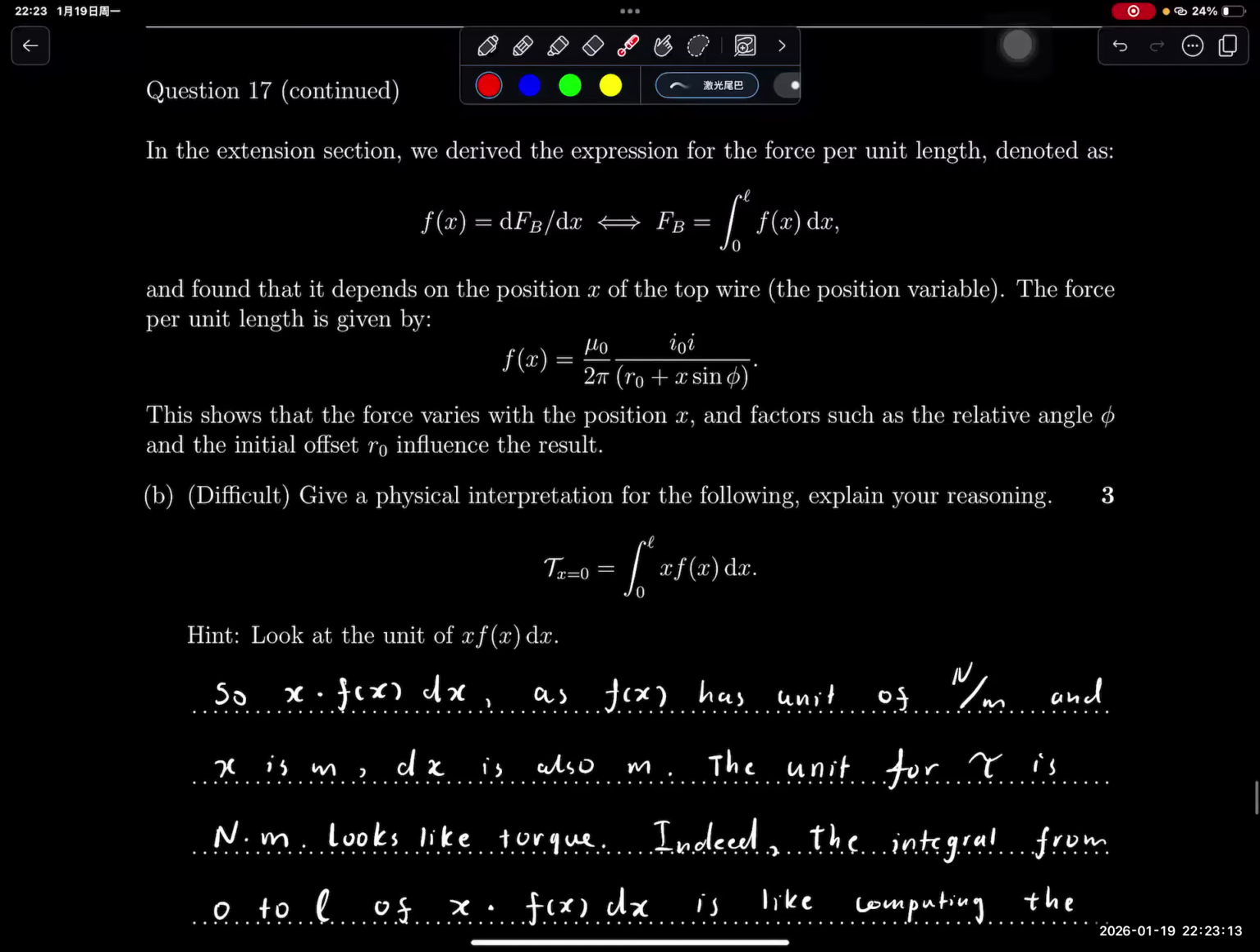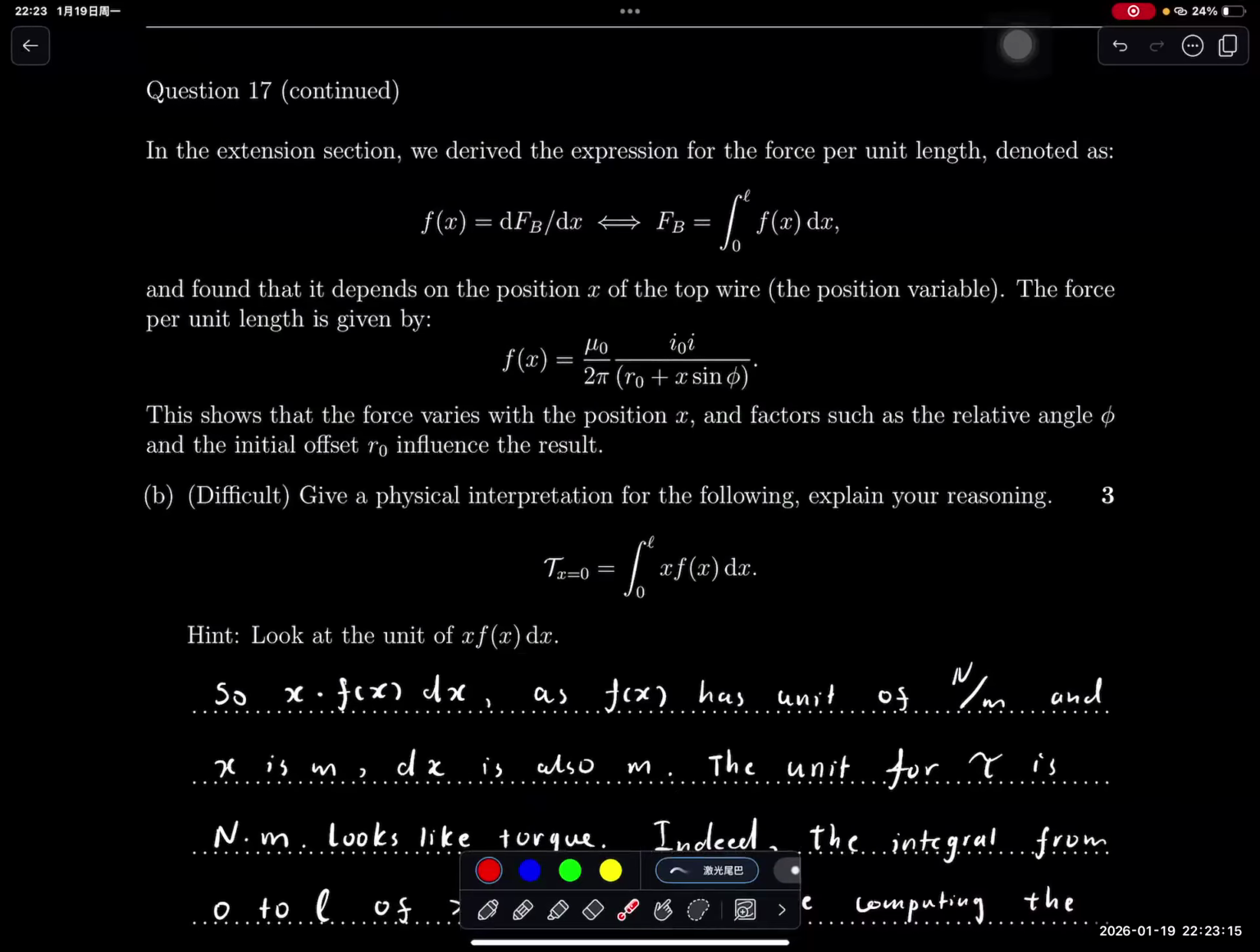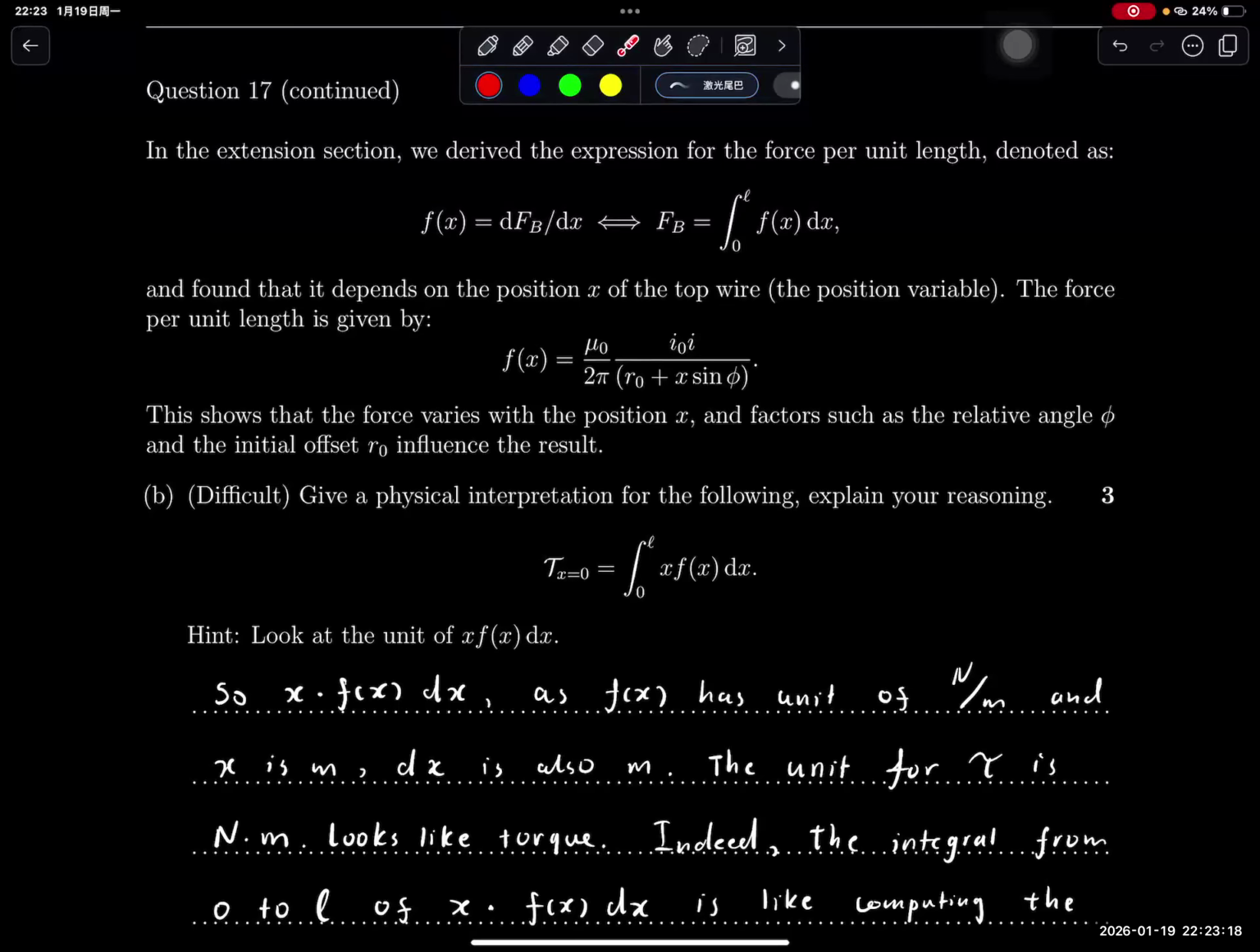So we're now getting a force per unit length, which is a function of location, like where about are you on the top wire? So it's dFB/dx, which means that by the fundamental theorem of calculus, which is just like integration is the reverse of differentiation, you could reverse this by saying that FB is the integral of our force per unit length function with respect to x, from 0 to L, the total length of the top wire.